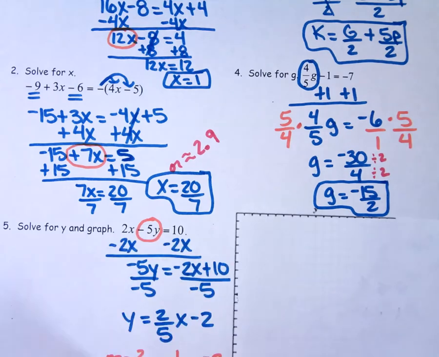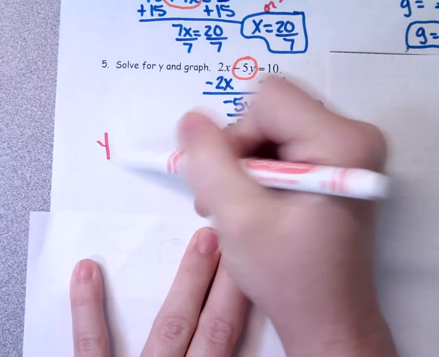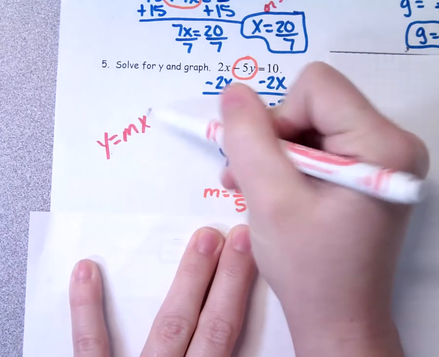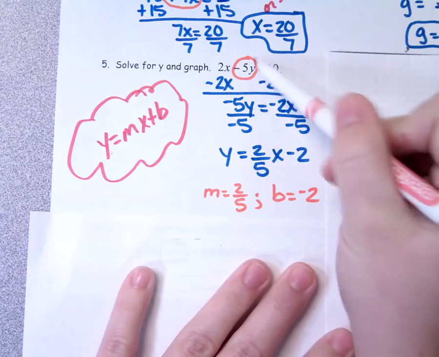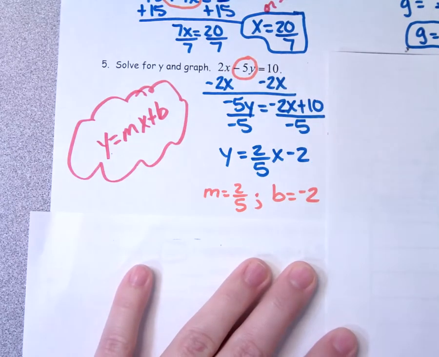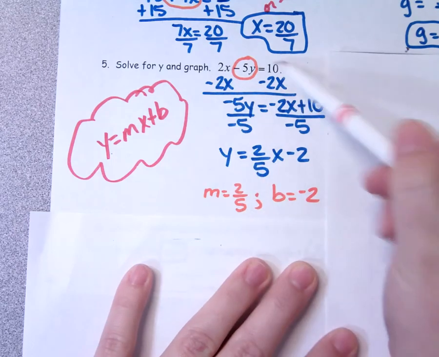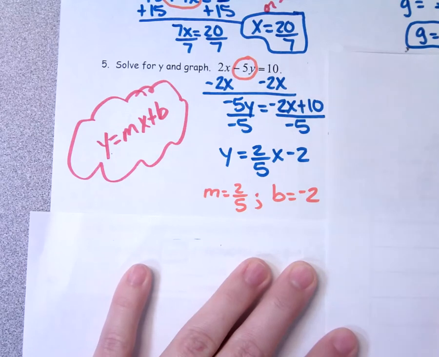Okay, heading down to number 5. This one we wanted to graph. So if I want to graph it, I want to make sure that it is in slope-intercept form. I want it to look like this, y equals mx plus b. So I circle everything smushed with my y. I get rid of whatever's outside the circle by adding or subtracting, so I subtract the 2x. I can't actually subtract these, so I just recopy the minus 2x, then the plus 10.